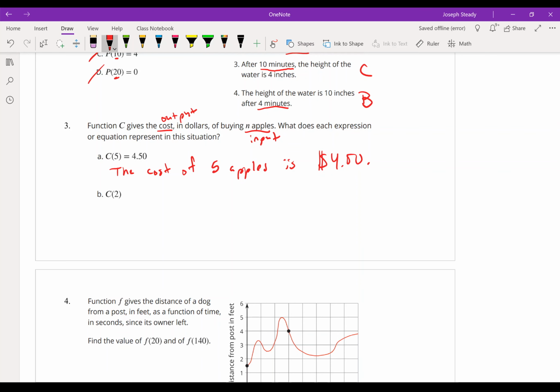And the second one is pretty similar, except there's no equals sign. This one, again, my input now is 2, which is 2 apples. So this tells me the cost of 2 apples. Now, I don't know what it actually is. I don't know the output, but I do know that this expression here means the cost of 2 apples.